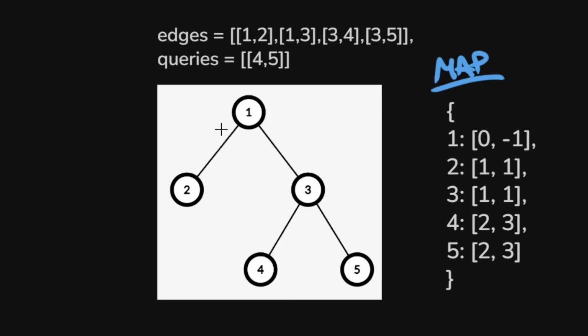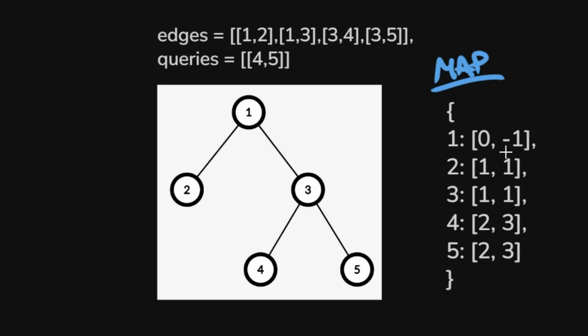For example, node 1 is at level 0 and the parent is -1. Node 4 is at level 2 and the parent is 3. How do we build this map? Well, with a simple BFS.